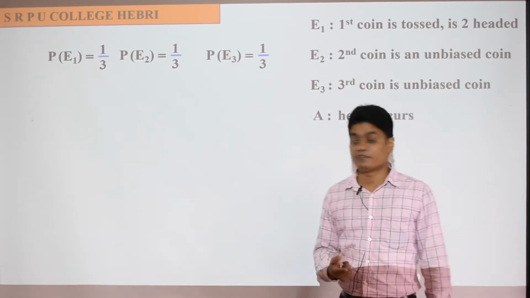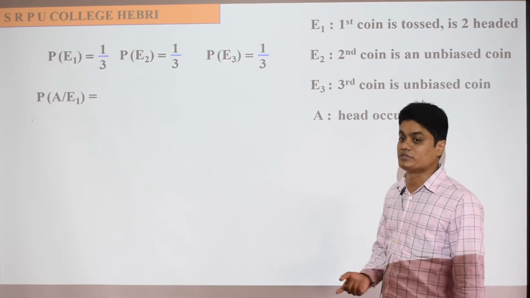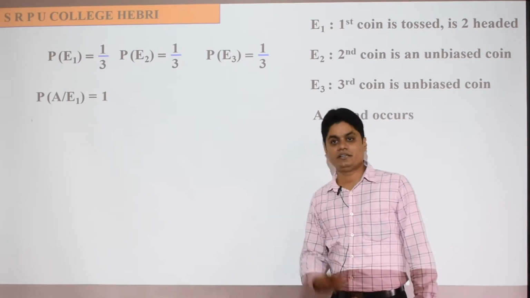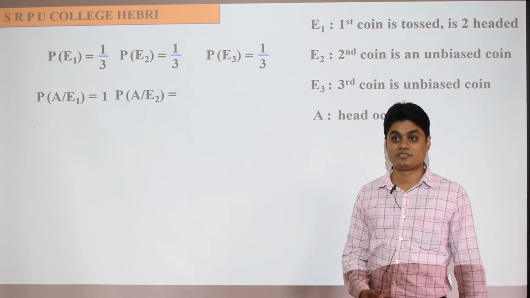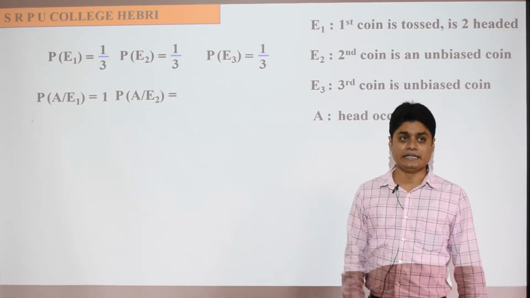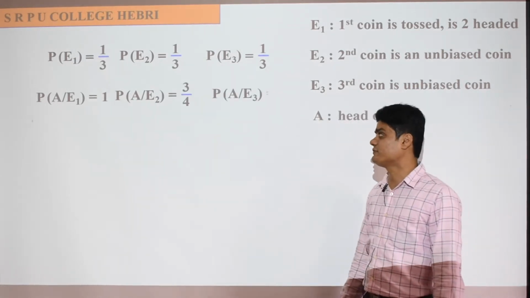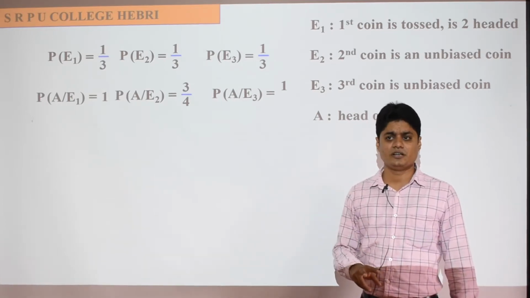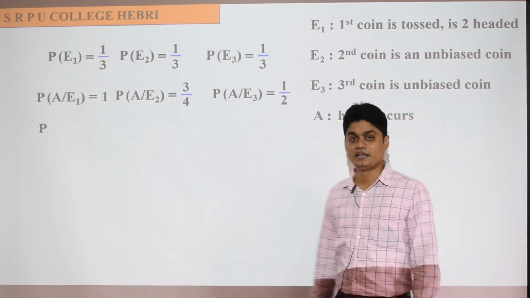Next, what do we need? Probability of A given E1, meaning the coin shows head given that it is the two-headed coin. That is a sure event, since both sides are head, so the probability is 1. Probability of A given E2, the biased coin: 3/4 of the time it shows head, so it is 3/4. Next, probability of A given E3, the unbiased coin: one side head, one side tail, so the probability of getting head is 1/2.